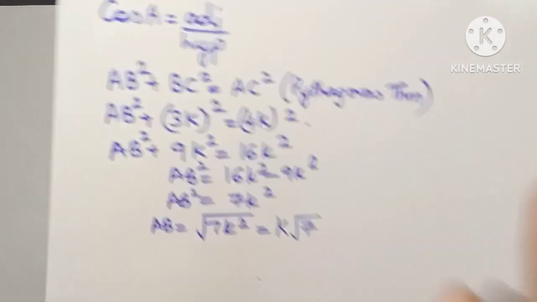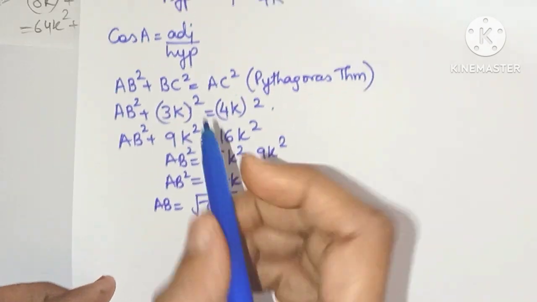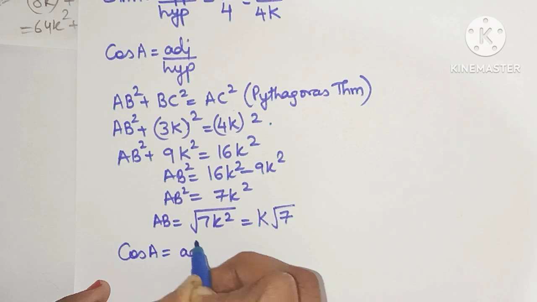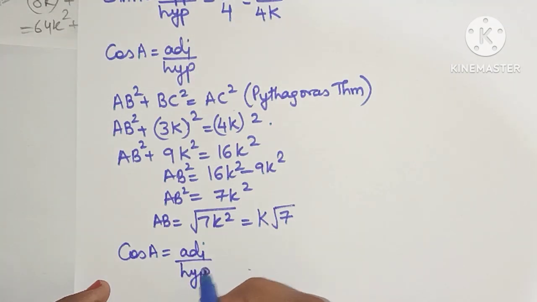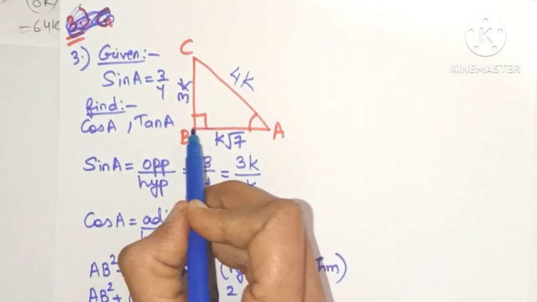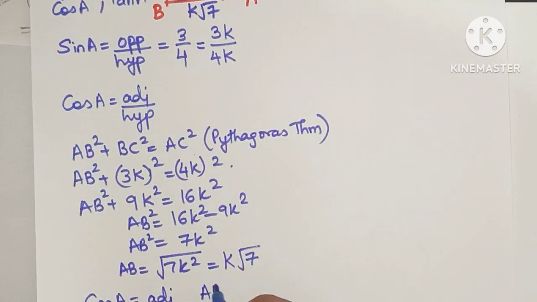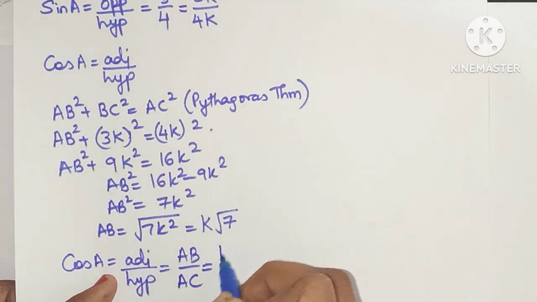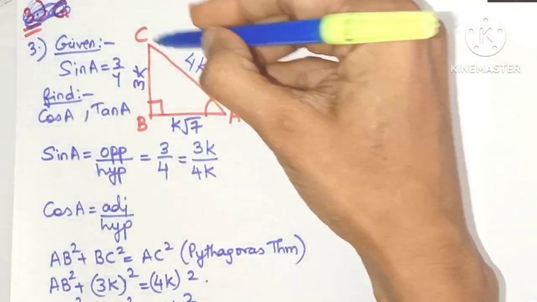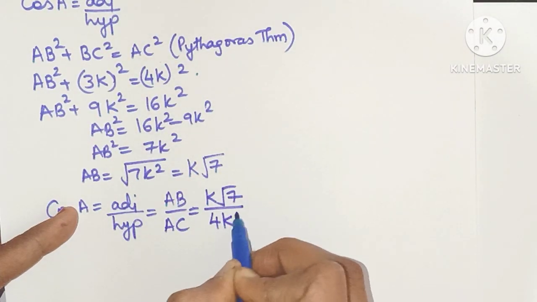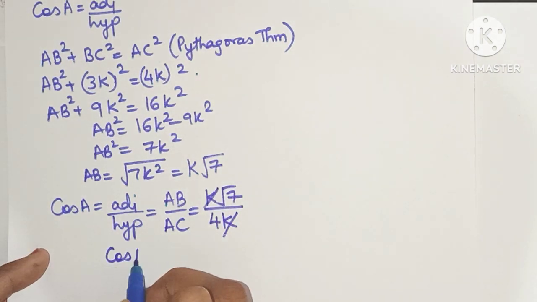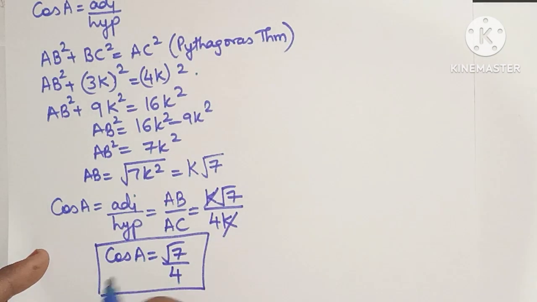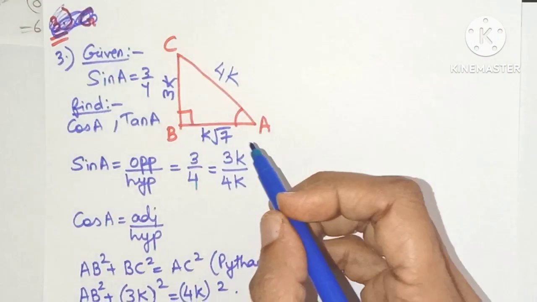Is it fine? Now I know the adjacent side. I can easily find cos A. So cos A is nothing but the adjacent side upon hypotenuse. So for A, what is the adjacent side? AB, and what is the hypotenuse? AC. Okay, so the adjacent side is k root 7. The hypotenuse is 4k, friends. So k gets cancelled. So cos A is square root of 7 by 4. See, we got one ratio.